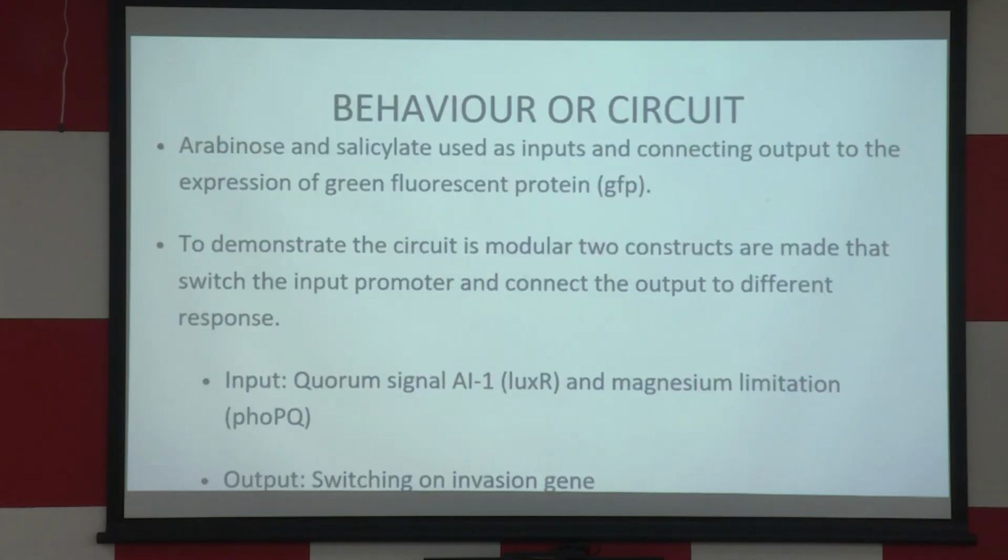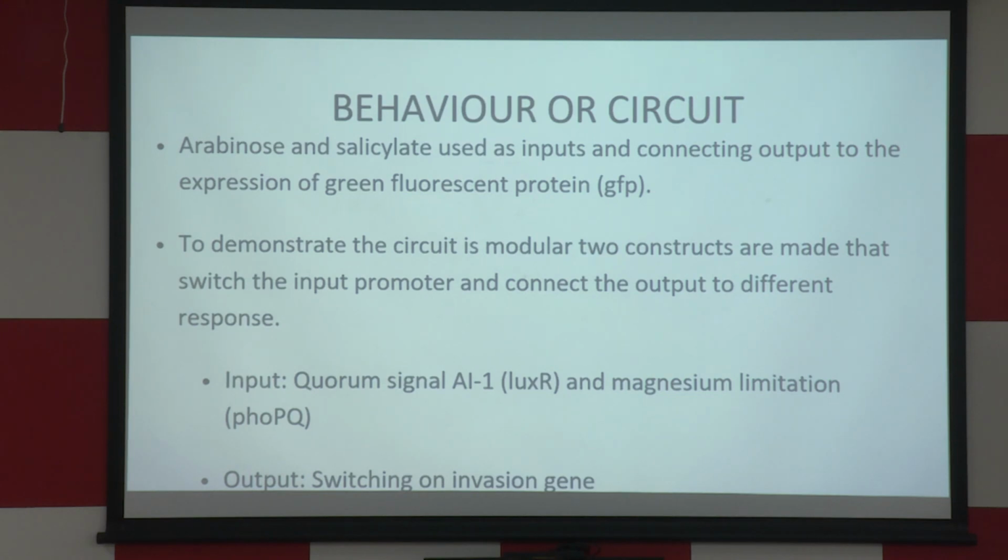Arabinose and salicylate were used as input connections, and GFP, the green fluorescent protein, was the main aim. Translation of this protein was our main aim. So, to demonstrate this behavior, that if we change our input, we get a different output.